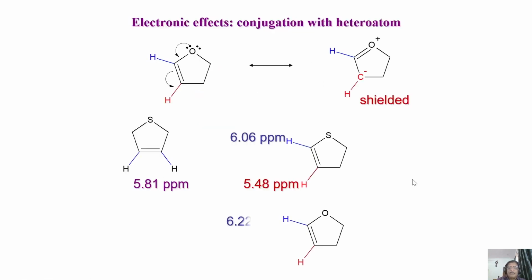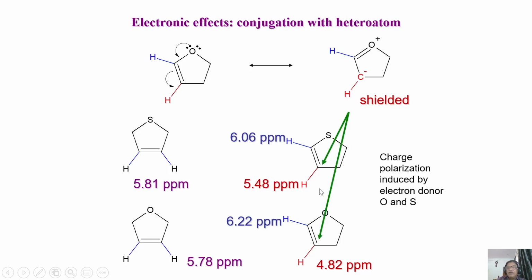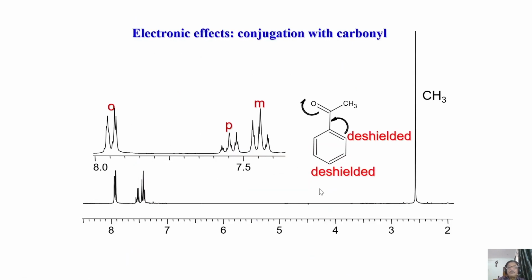So you can keep continuing like this. There are a lot more things one can discuss, depending upon conjugation with a heteroatom like oxygen. Put in this, again, you can find out how the electrons are moving here. In this case, you can see that this proton gets more shielded. Whereas if you have a sulfur here, this comes at 5.81 ppm, and in this case, this proton is more de-shielded than this proton. So like this, you can talk about a lot of things.